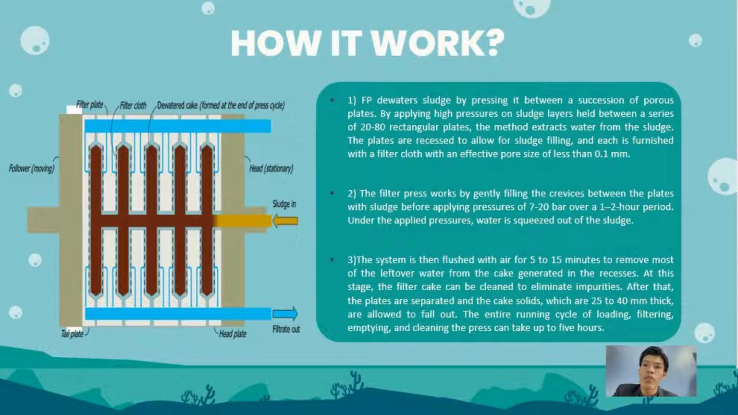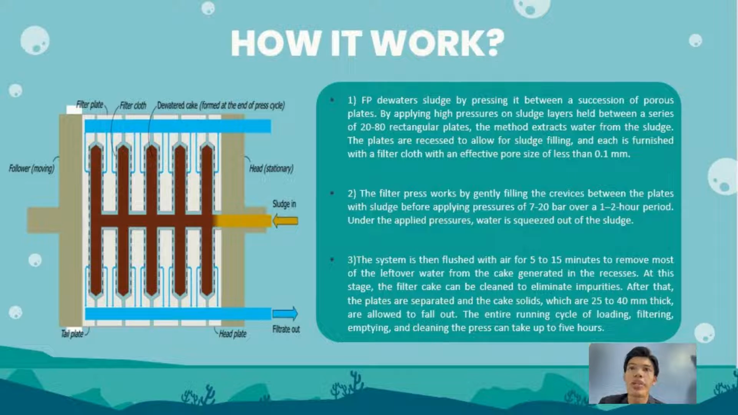So how does it work? First, the sludge is moving in the filter press, where the sludge is being pressed between porous plates, where the plate diameter is about 20 to 80 rectangular plates, and the plates are recessed to allow the sludge filling. And then the plate is furnished with a cloth where the pore size is less than 0.1 mm as effective pore. After the sludge has been filled in, pressure of 70 to 20 bars is applied to the sludge over a period of 1 to 2 hours.